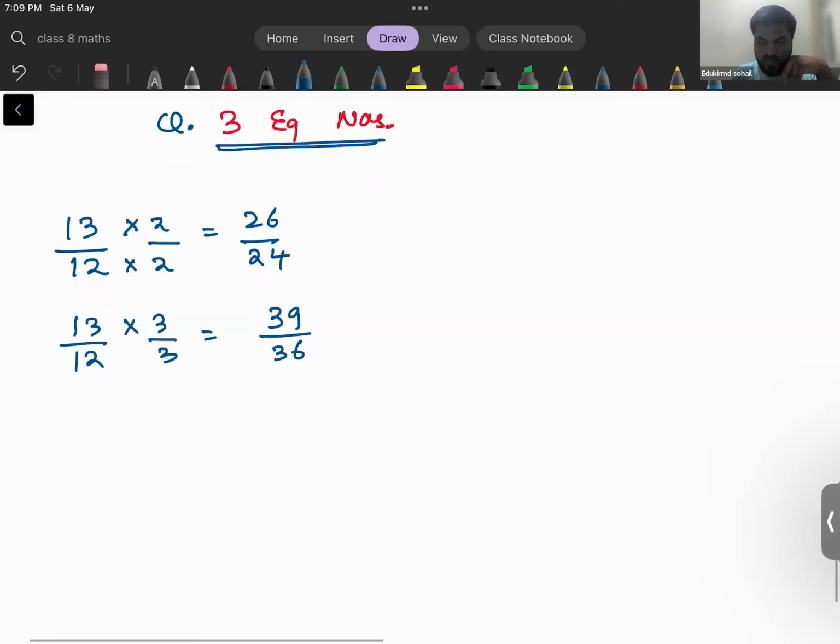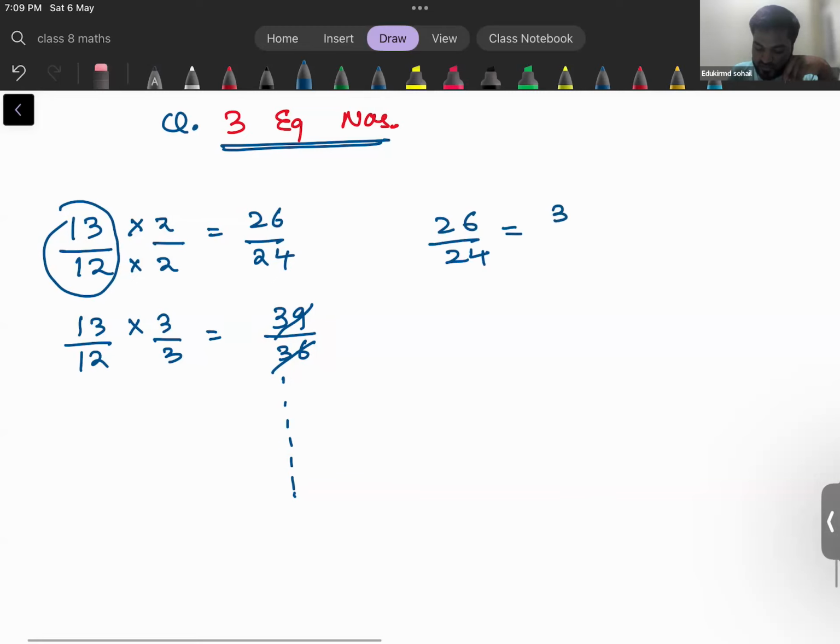So like this, you can get so many equivalent numbers. And if you have enough time left in your examination, you can also simplify them and check whether they are equal or not. All the equivalent fractions should be equal to 13 by 12. 26 upon 24 equals 39 upon 36. All of them should be equal to 13 upon 12, because 13 upon 12 is the simplest possible form. That is the simplest fraction.